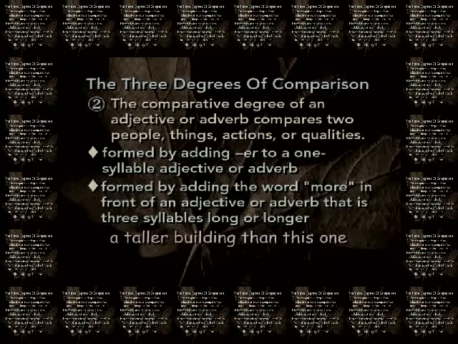A taller building than this one. Now in this phrase, we're comparing two buildings, this one and another one, and we're using, therefore, the comparative form of the adjective tall. The adjective tall is a one-syllable word, and therefore we form the comparative form of the adjective by adding er at the end. So the positive degree tall turns into the comparative degree taller, a taller building than this one.